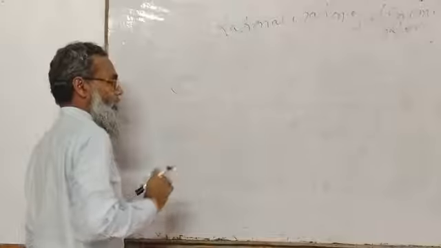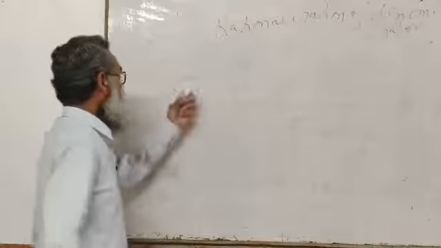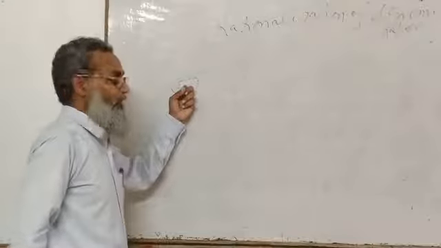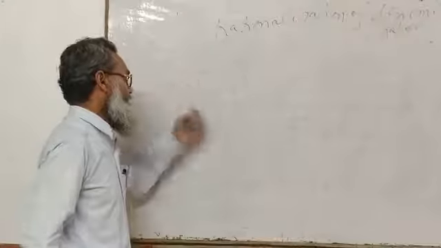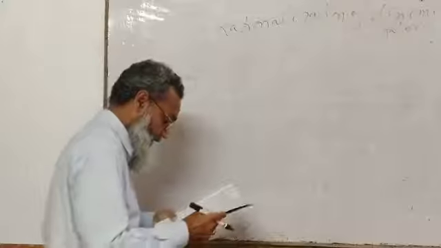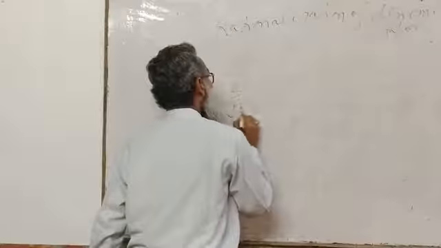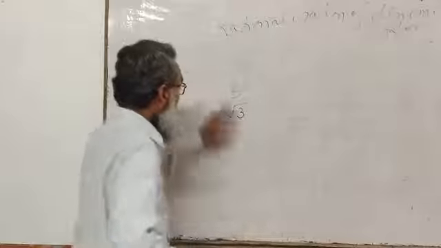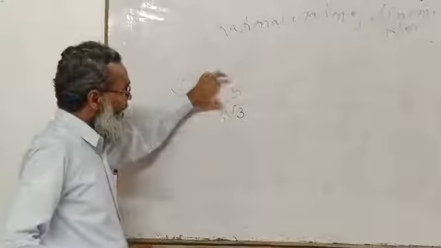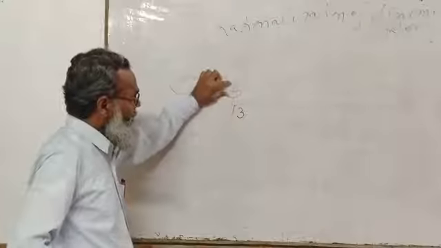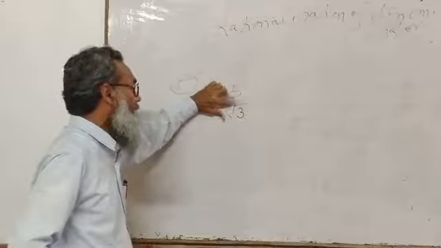Making the denominator free from square roots is called rationalization. Let us suppose you are given 5 upon root 3. You have this fraction, with numerator 5 and denominator root 3.